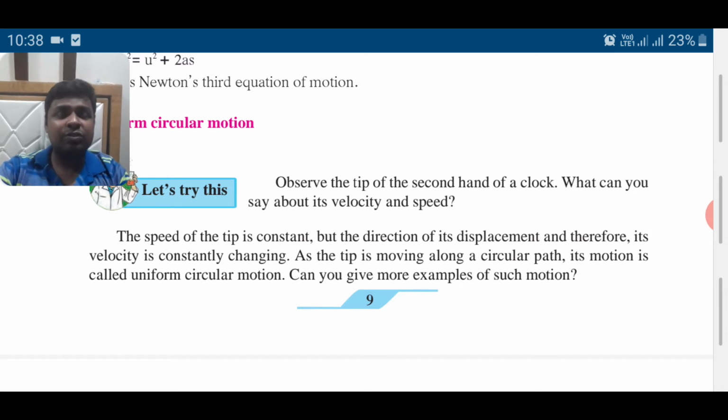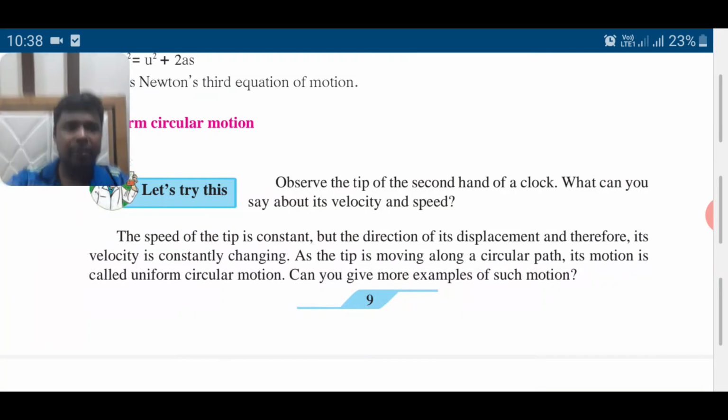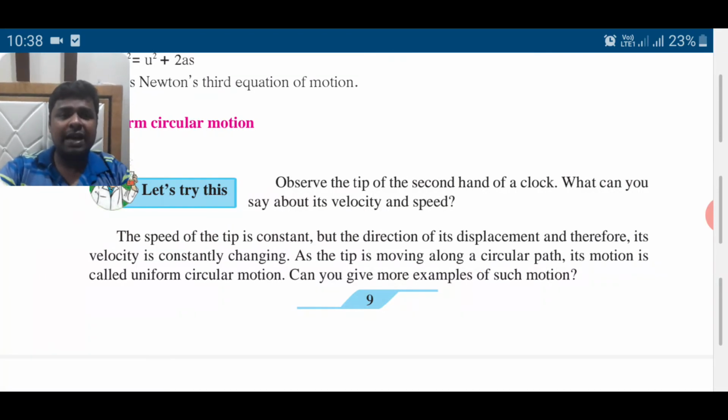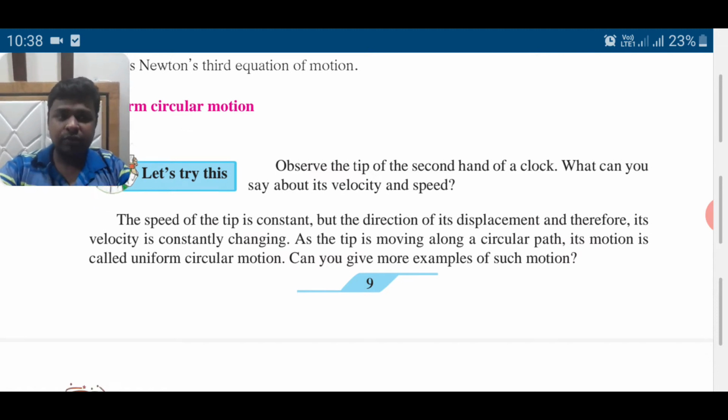So what can you say about the velocity and its speed? The speed of the tip is constant, but the direction of the displacement is changing continuously. As the tip moves along the circular path, its motion is called uniform circular motion.